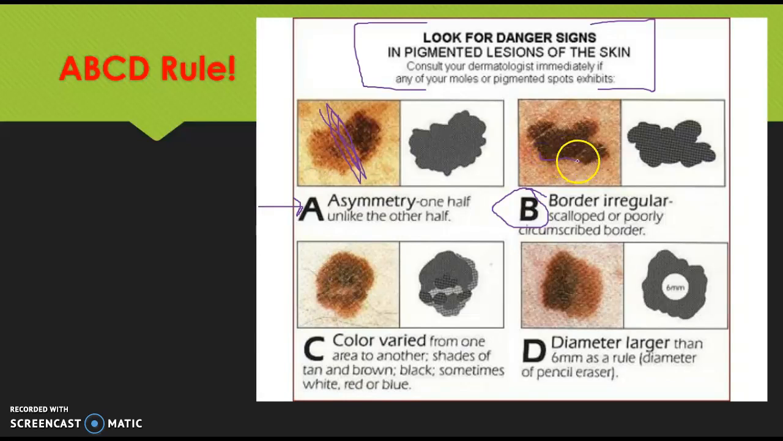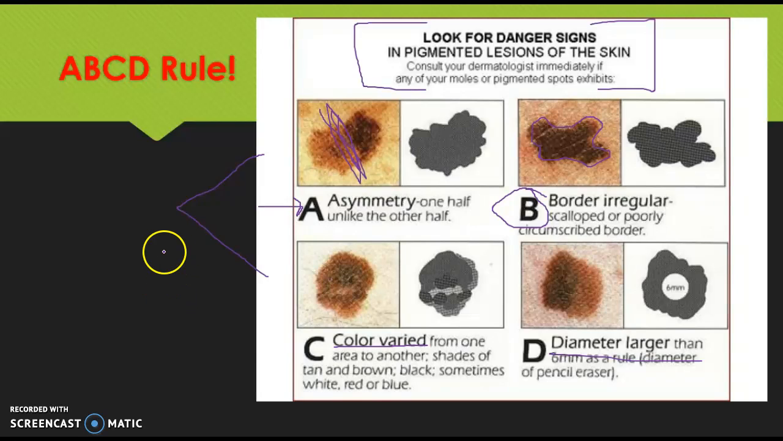When you look over here, B stands for border irregular. This means that once again, it's a really odd shaped mole. Then we have color. Anytime a mole changes color or has varying shades, sometimes that can be very dangerous. And then diameter. Obviously, if your mole is growing in size, that's a big no, and you need to go get it checked out.